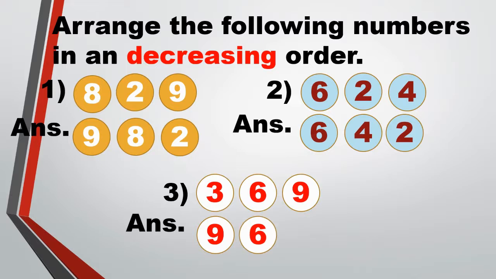Now tell me which is the smallest number here? Yes, you already know. The smallest number here is 3. So decreasing order is 9, 6, 3. We are going backward. Understood?